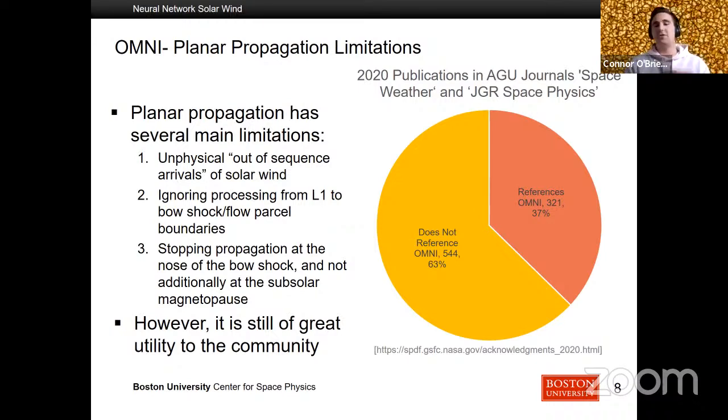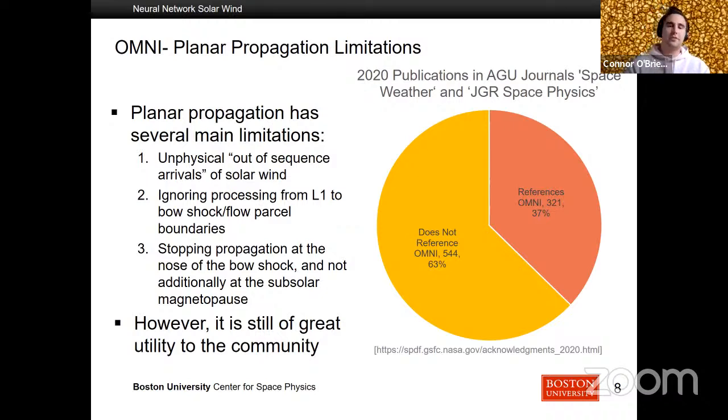right? Here is an example: in all publications in Space Weather and JGR Space Physics in 2020, that's some 865 papers, right? Omni is referenced in over a third of them, right? This is a tool that's of great utility to our community. And this motivates this study: can we train neural networks to take data from L1 and spit out data closer to Earth's magnetosphere and within Earth's magnetosheath in a way that can go past these limitations, right? To address these limitations of the Omni data set and provide another tool that could be of use to the community.